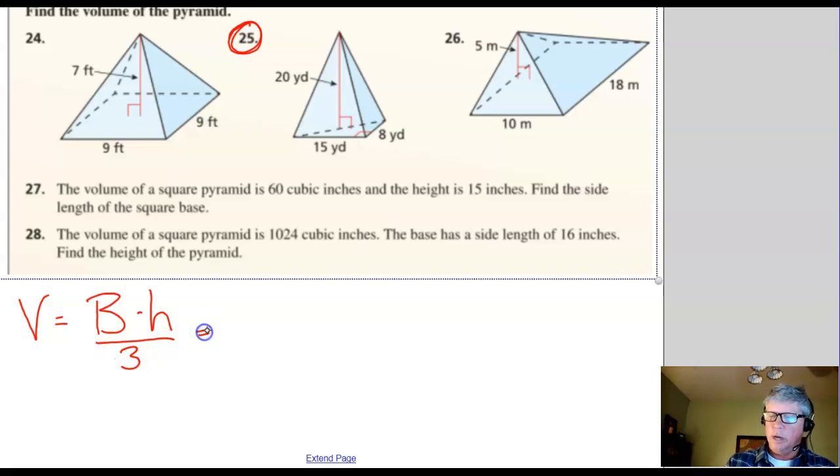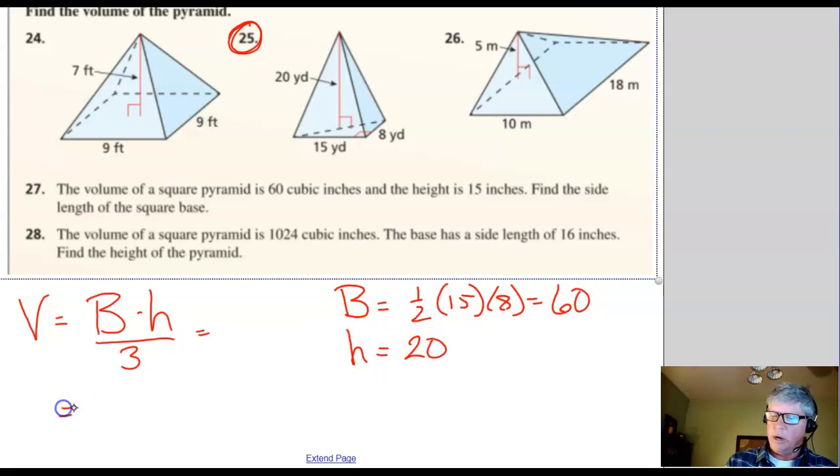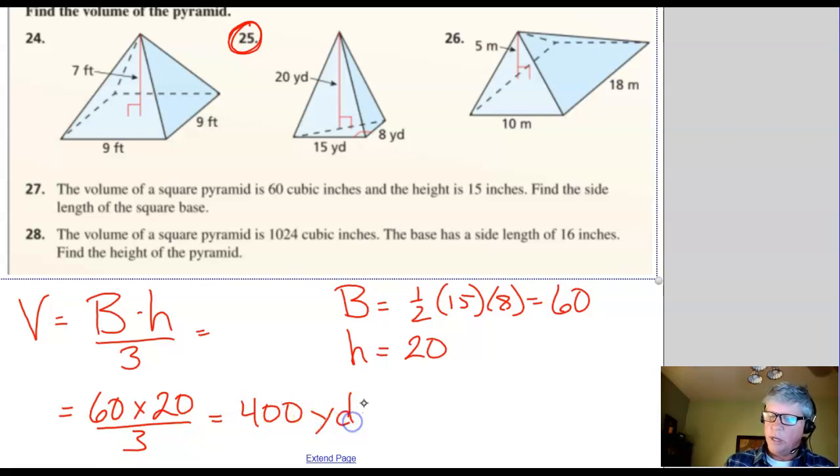That's pretty cool. So the area of the base of this one is a triangle. So that is going to be, let's just do them separately. The area of the base is going to be 1/2 times 15 times 8, which is 60. The height is equal to 20. So we're ready to rock and roll here. We put that in, 60 times 20 over 3, and we're going to get 400. 400 what? Cubic yards. Cubic yards. Cool.